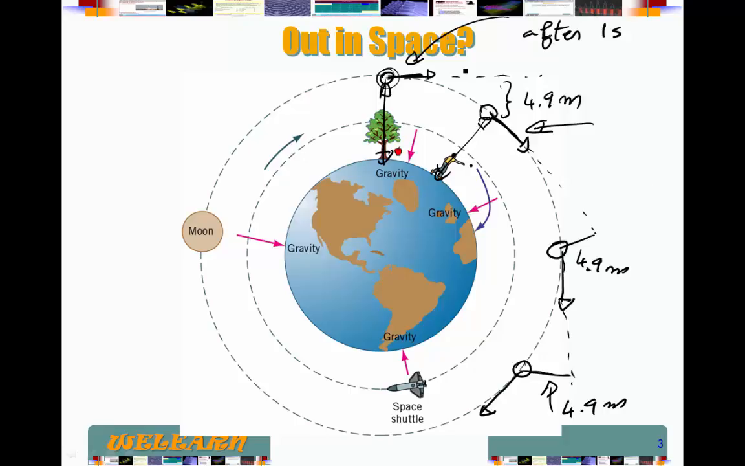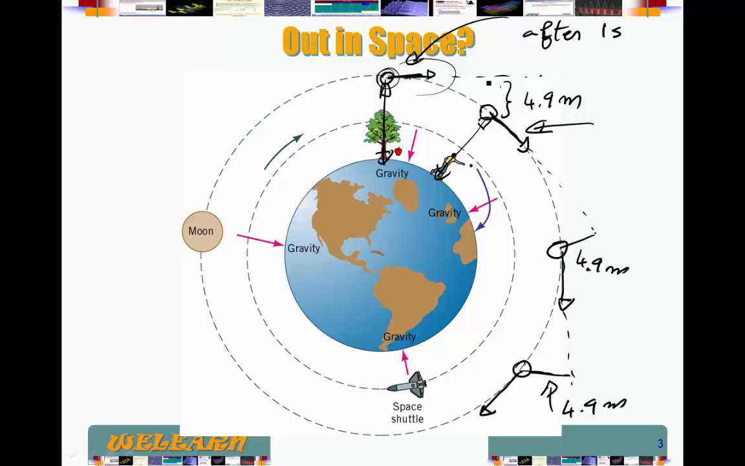Of course, if we give it less than that velocity, the projectile is going to fall short and is going to hit the ground. If we give it a higher velocity, we are going to get a different orbit than a circular orbit, and that's beyond the scope of this course.